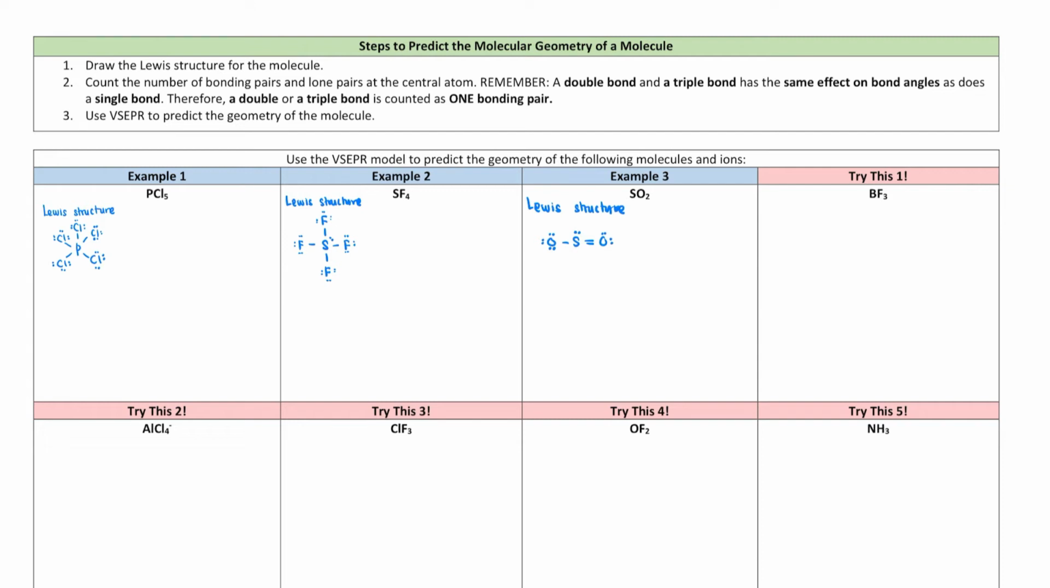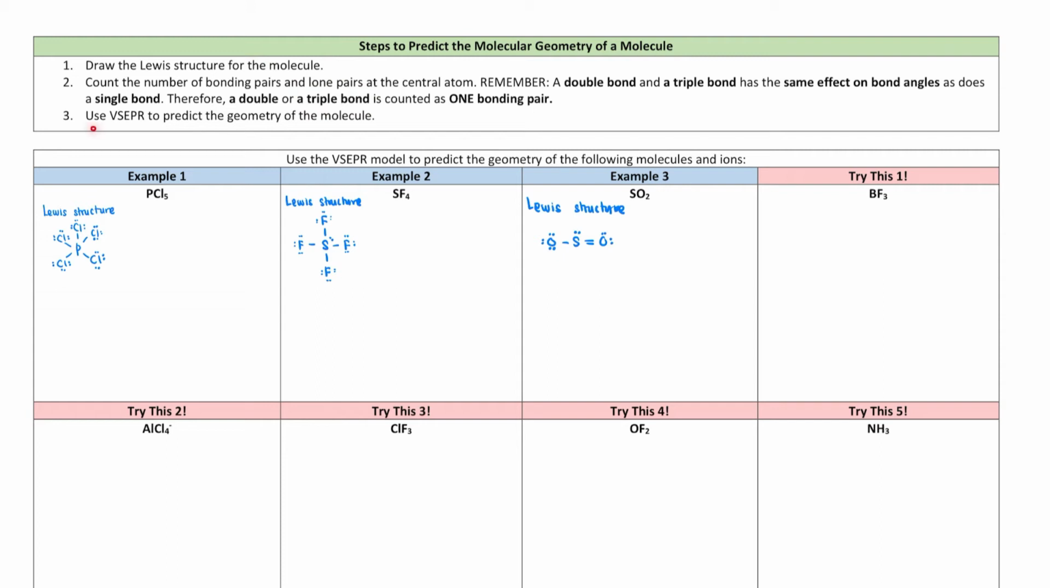Okay, so dia kata sini a double bond or a triple bond has the same effect on bond angle as does a single bond. Okay, so double bond, triple bond kita treat dia sama sahaja macam single bond sebab dia kata sini dia punya effect terhadap bond angle tu sama. Therefore a double bond or a triple bond is counted as one bonding pair. Okay, so kalau jumpa triple bond, kira dia sebagai satu bonding pair je. Kalau double bond macam ni, count dia sebagai satu bonding pair juga.